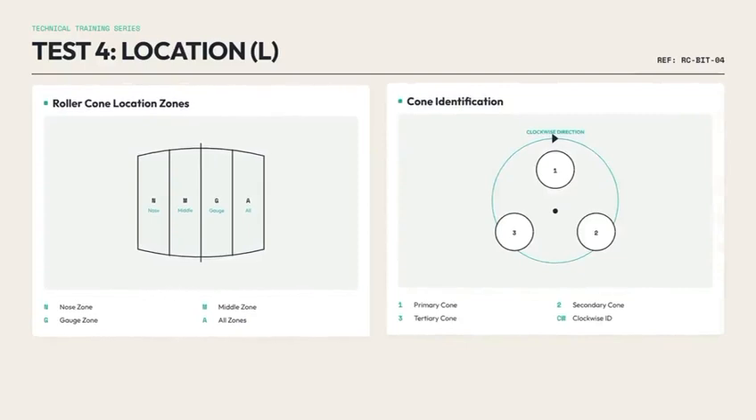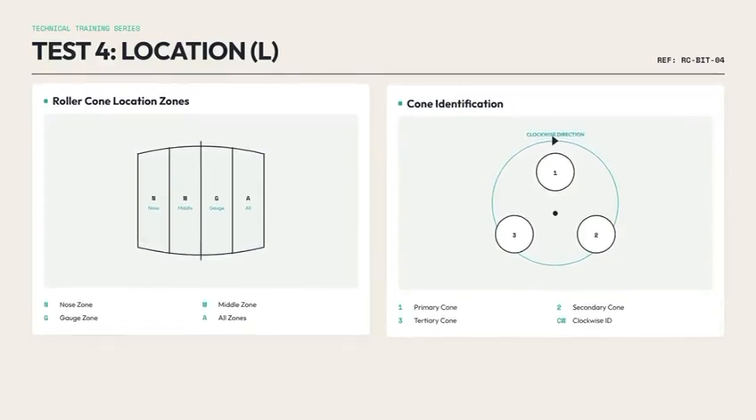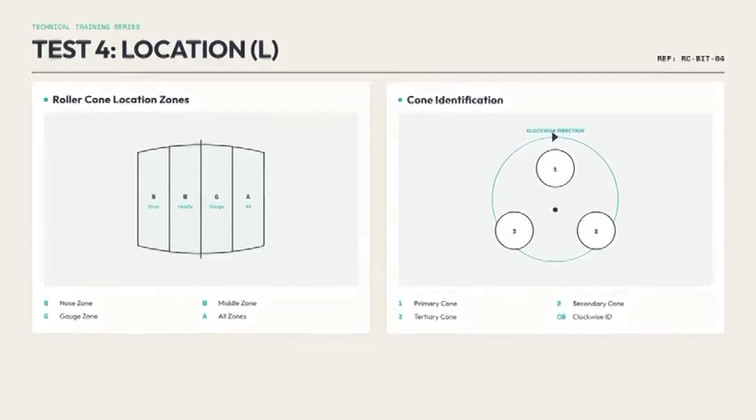Additionally, you should identify which cone is affected. Remember, the number 1 cone contains the centermost cutting element, and cones 2 and 3 follow clockwise.